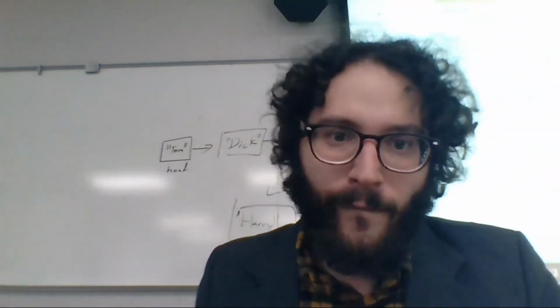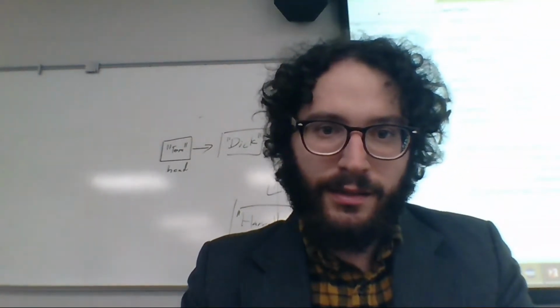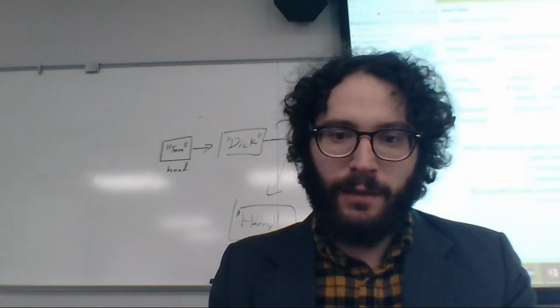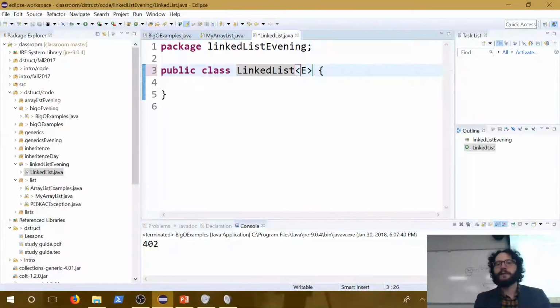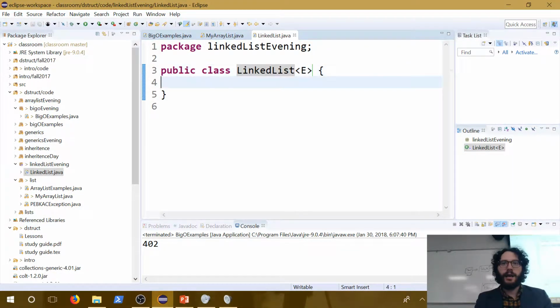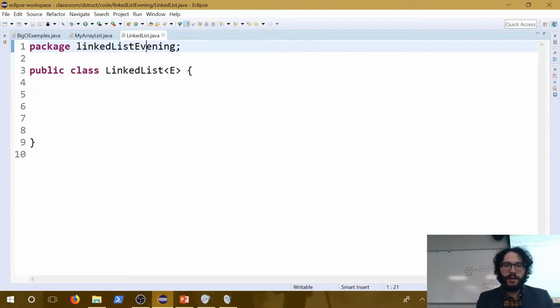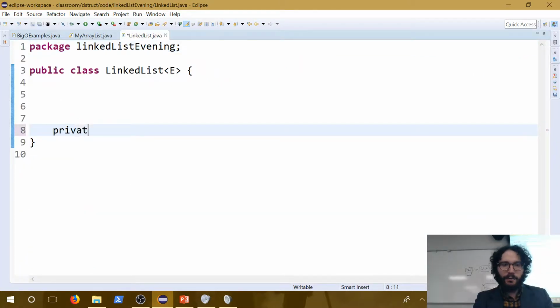Okay. And we're going to build ourselves a linked list. Now it's going to be a linked list of stuff, right? So we're going to use generics there. And the other thing we mentioned is that these are going to have a node, right? Just go ahead and create a private static class Node<E>.